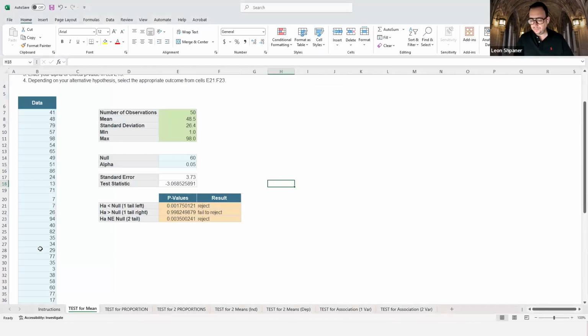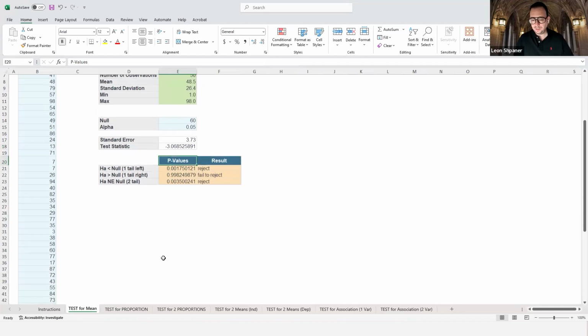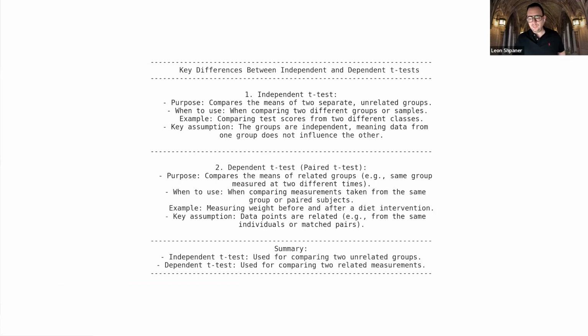Just make sure you carefully select which test is relevant for your experiment. It depends on what your framework is, what you're looking to test, what you're measuring. If there are 2 averages that you want to test, then you would use a test for means. There's an independent test, there's a dependent test. It's really on you to figure out which one is more appropriate. But that's everything I wanted to share with you today.